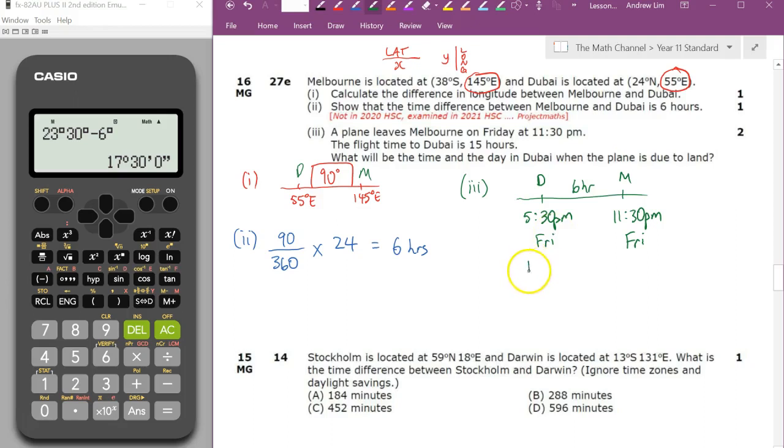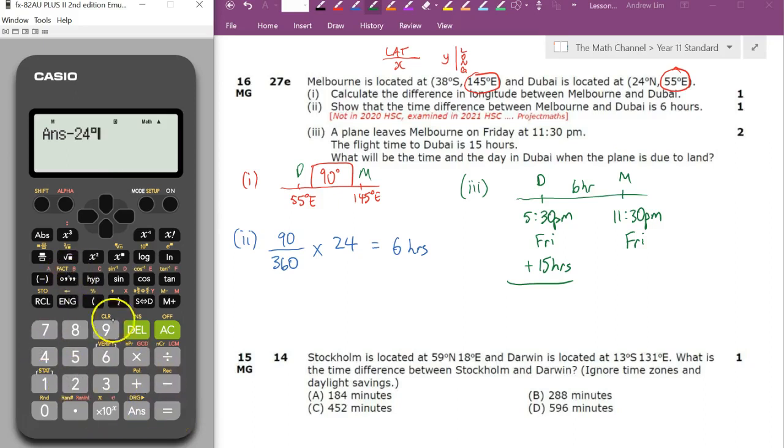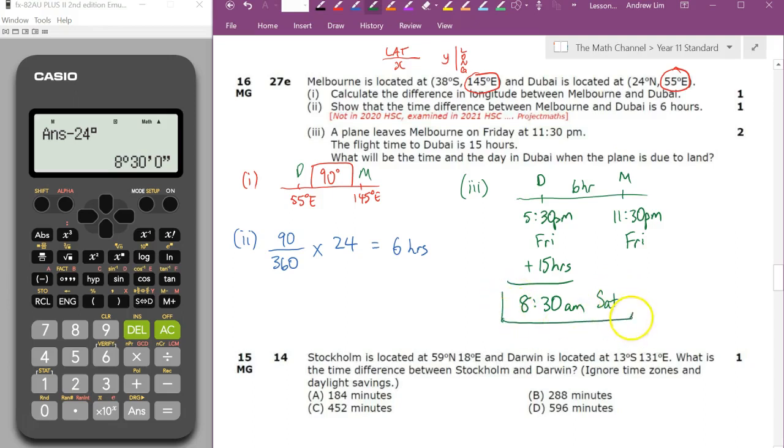Now, because it was a 15-hour flight, we're going to add 15 hours to this. That's more than 24 hours. I'm going to minus 24. 8:30 in the morning. 8:30 AM the day after, right? Because we're starting 5:30 PM. We're crossing past midnight into Saturday, 8:30 AM. And that's our answer. Box that.